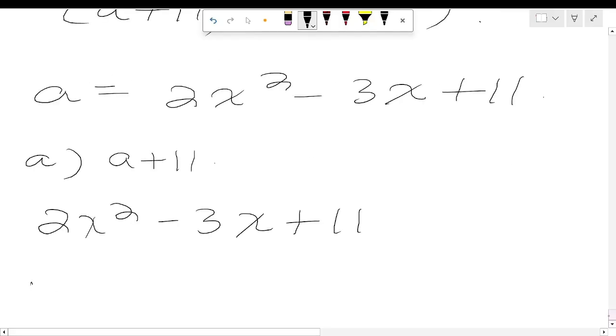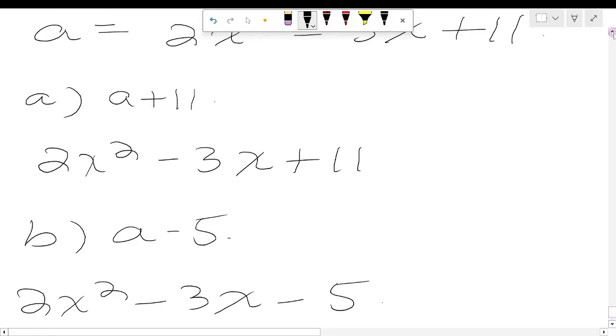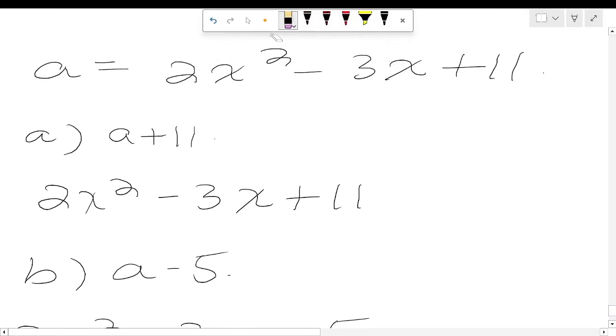And then I'll go for part B. It is a minus 5. So I'll place the value of a here. So a is 2x square minus 3x. Now it will be subtracted from 5. And I made a mistake right here. The value of a was only 2x square minus 3x, not added with 11.